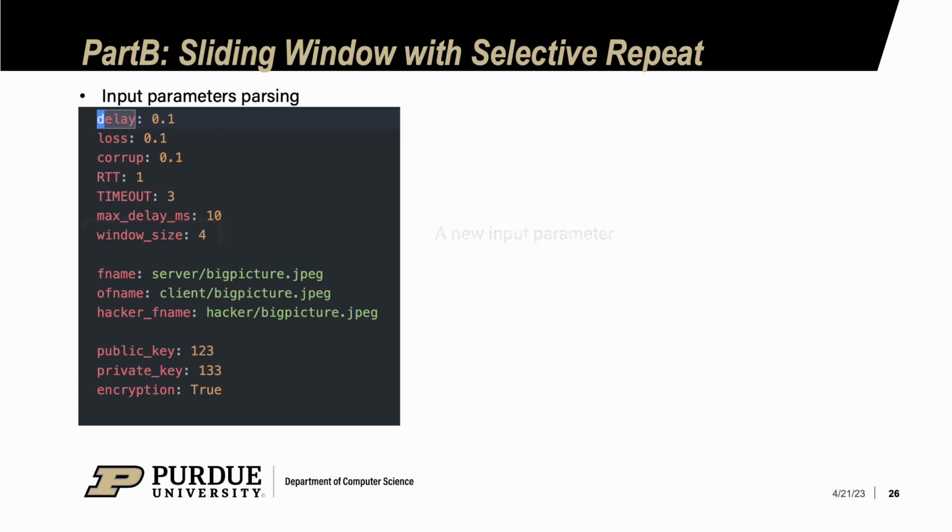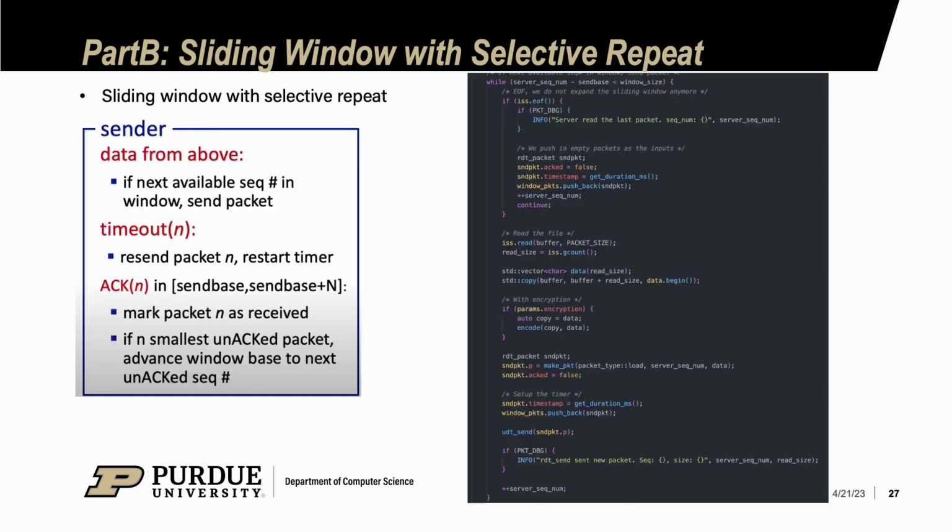The new input is the window size. The sliding window keeps sending the packets with the available sequence number in window. As shown in the code, the sender always makes sure there are n packets in transmission.